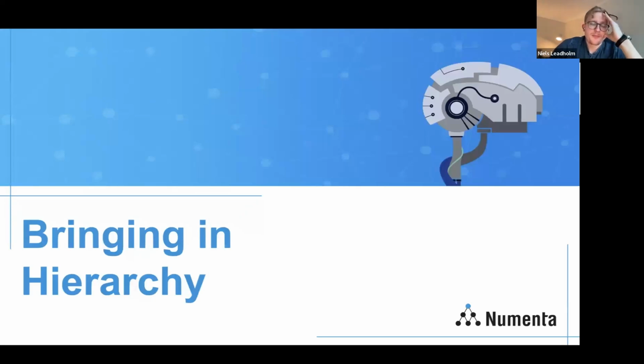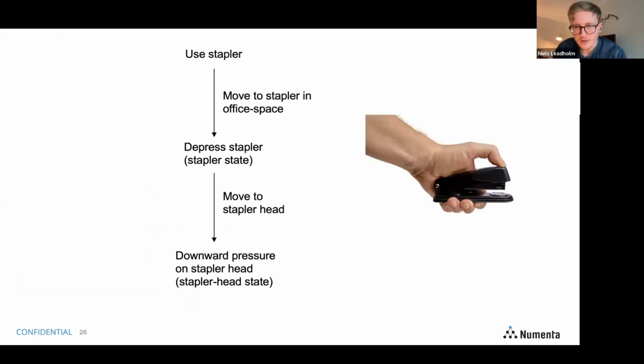Yeah, so the whole point in all this was to bring in hierarchy. So how might hierarchy play into this? Again, humor me for a moment. Imagine we want to use a stapler. We move to the stapler in the office space, and we need to depress the stapler. That's a change of the stapler state. If you imagine there's a stapler level representation of the object, that involves moving to the stapler head and then applying downward pressure on the stapler head. So that's a change in the stapler head state.